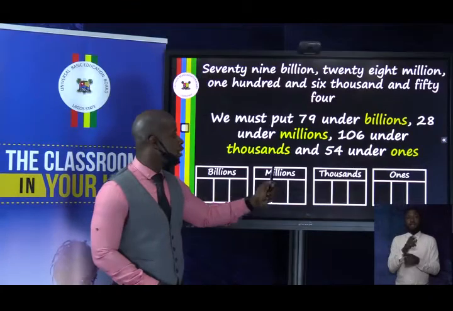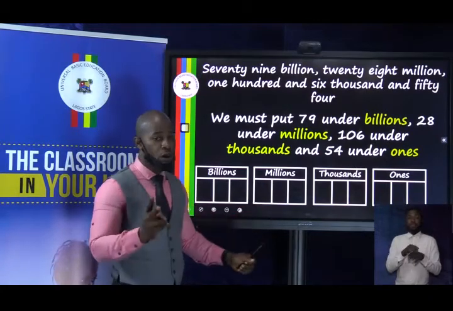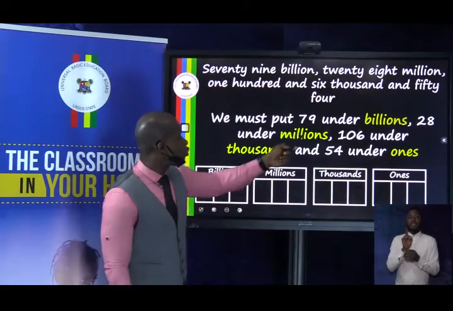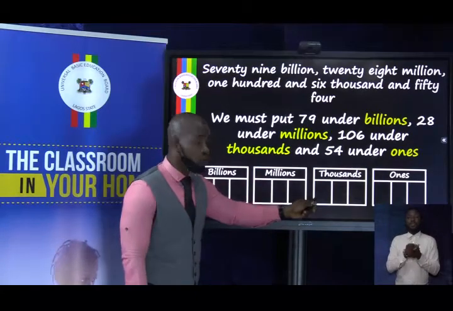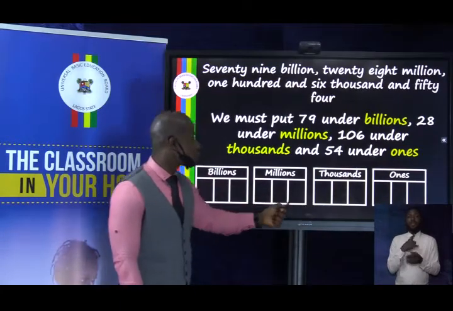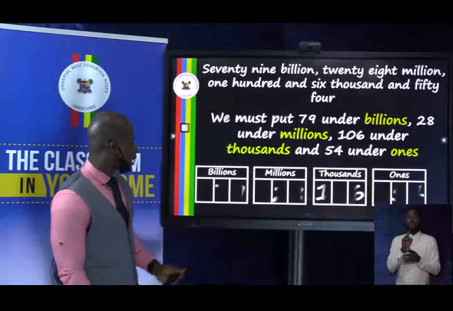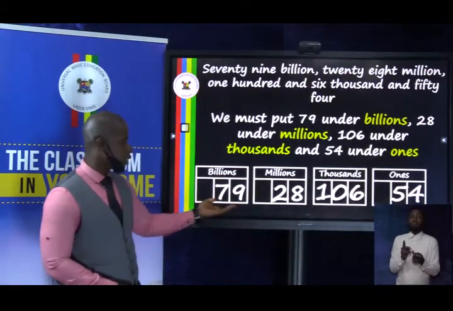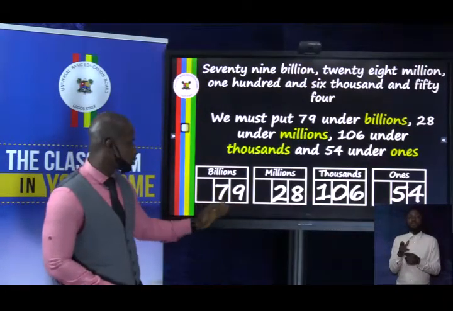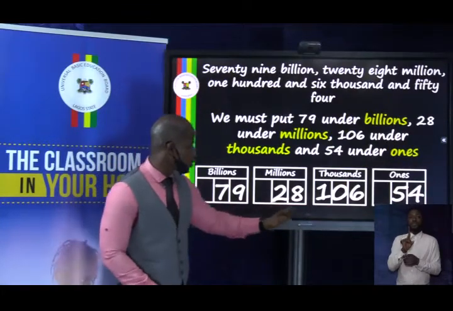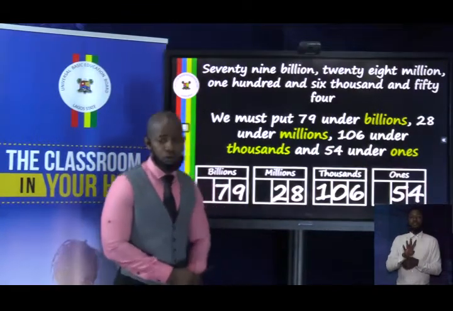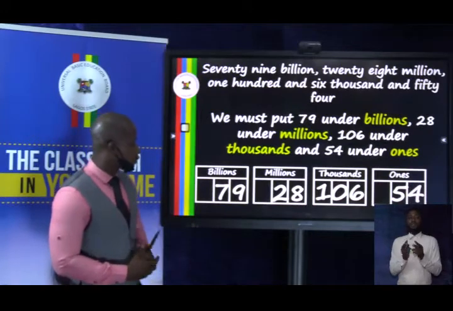And you fill from the right, like I've said, if you have 3 spaces and you have less than 3 digits. We must put 106 under 1,000. That one is easy. You have 3 digits, so you just fill it. You must put 54 under ones, like this. So you see that for those places that are 2 digits, we put from the right 79, 28, 106, and 54. That is very easy.